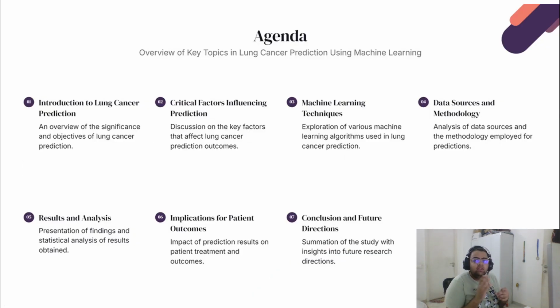The main agenda of our presentation is covered in the key topics as the following. It is the introduction to lung cancer and prediction, critical factors influencing prediction, machine learning techniques, data sources and methodology, result analysis, implications for patient outcomes, and conclusion and future directions. So let's delve into the points now.